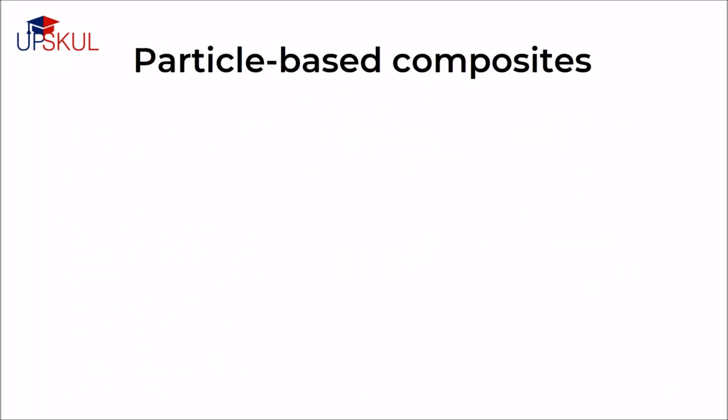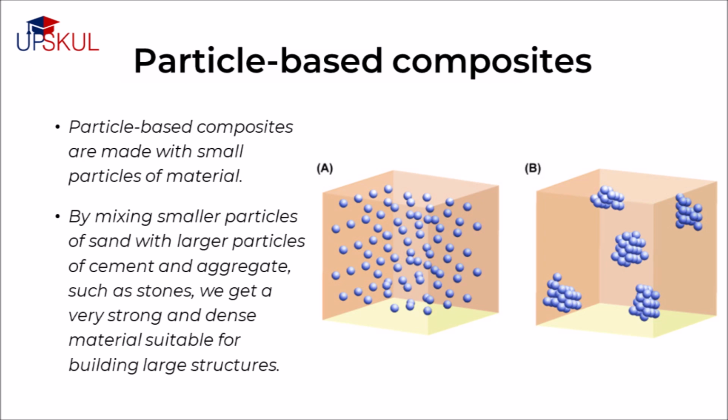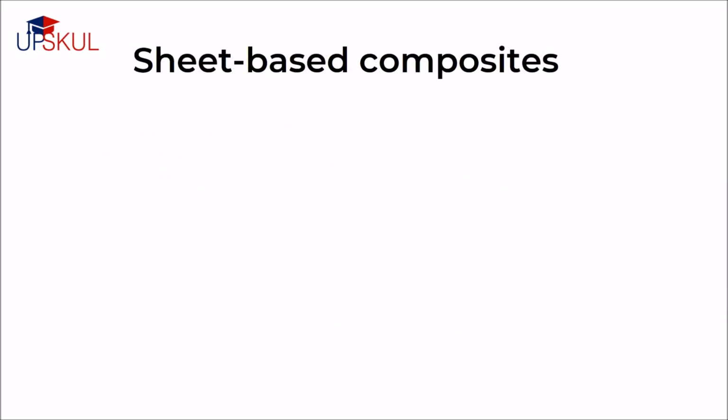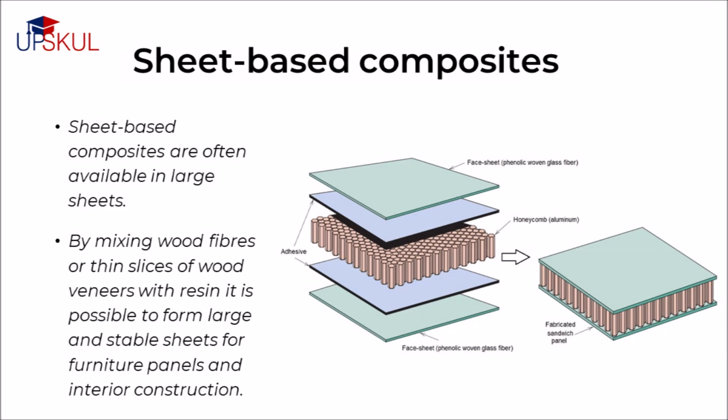Particle-based composites are made with small particles of materials. By mixing smaller particles of sand with larger particles of cement and aggregate, such as stones, we get a very strong and dense material suitable for building large structures. Sheet-based composites are often available in large sheets. By mixing wood fibers or thin slices of wood veneers with resin, it is possible to form large and stable sheets for furniture panels and interior construction.